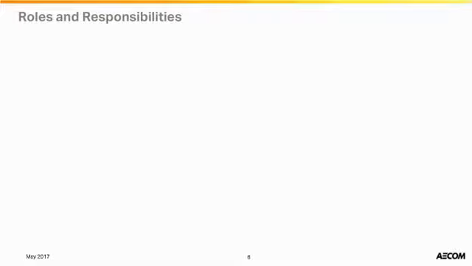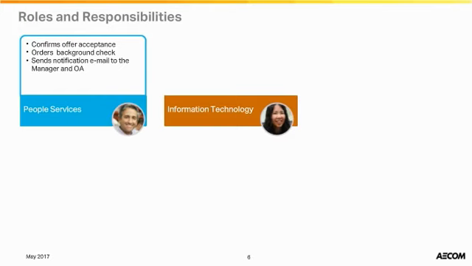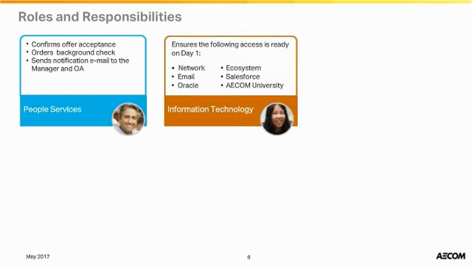Now, let's talk about the responsibilities of each team member. People Services confirms candidate's acceptance of the offer, orders a background check and schedules a drug screening test if required, and sends a notification email to the manager and office administrator. Information Technology ensures the new hire has access on his or her first day to the following items: network, email, Oracle, ecosystem, Salesforce, and AECOM University.